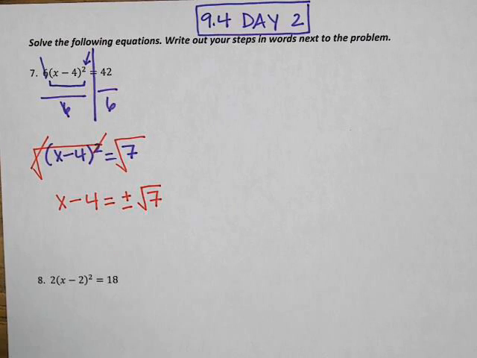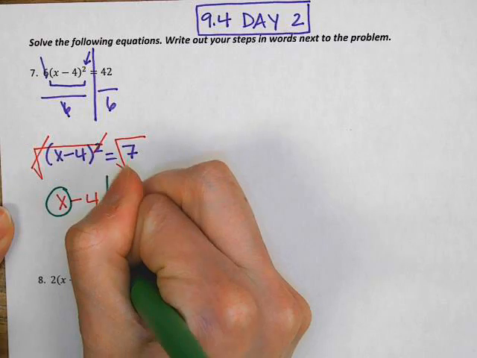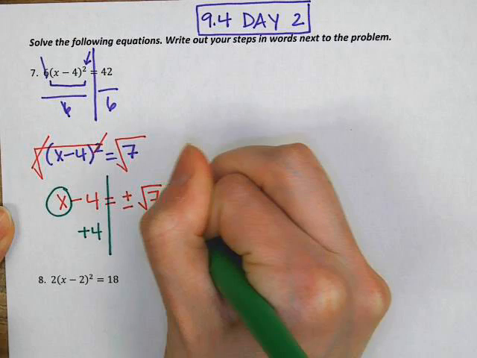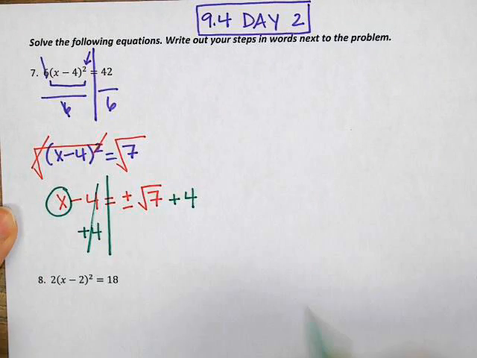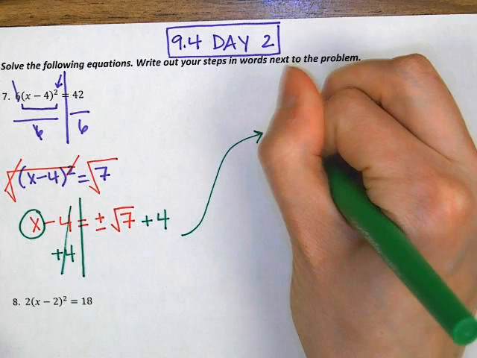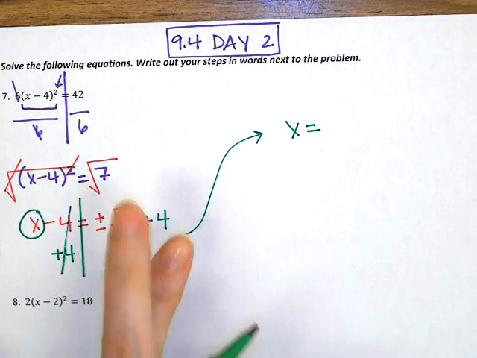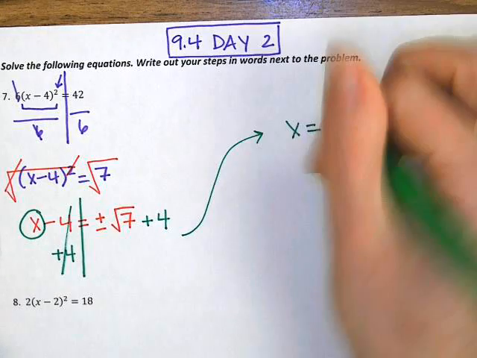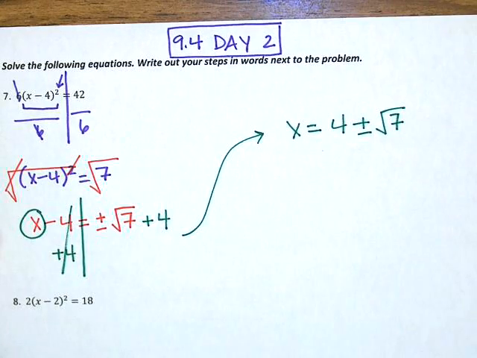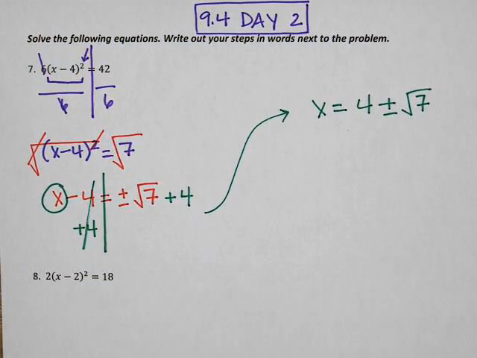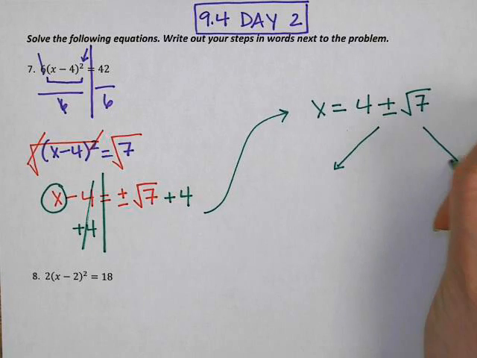Okay, now to officially get x alone, what do we need to do to both sides? If we want to get x alone, we need to add the 4 over. Add the 4 to both sides. And I know this looks really weird, but now x is going to equal, and I'm going to write it in the other order. Instead of this plus this, I'm going to switch the order and write it as 4 plus or minus root 7. Because that should look familiar to you guys. When you have plus or minus, remember you have to write the problem twice.